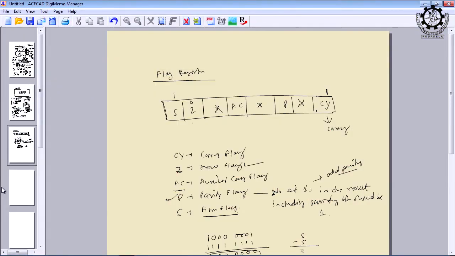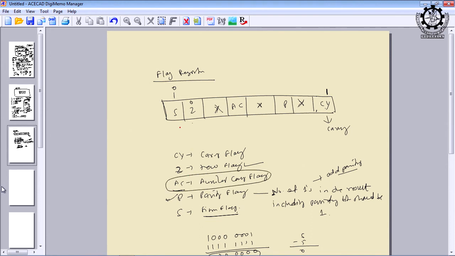The number of ones including the parity bit should be odd. Is it okay? Then what is the sign flag? When the result of the operation is negative, the sign flag will be set to 1, otherwise it will be reset to 0. That means, if the result of the operation is positive, then this will be set to 0. Is it okay? Then what is the auxiliary carry flag?